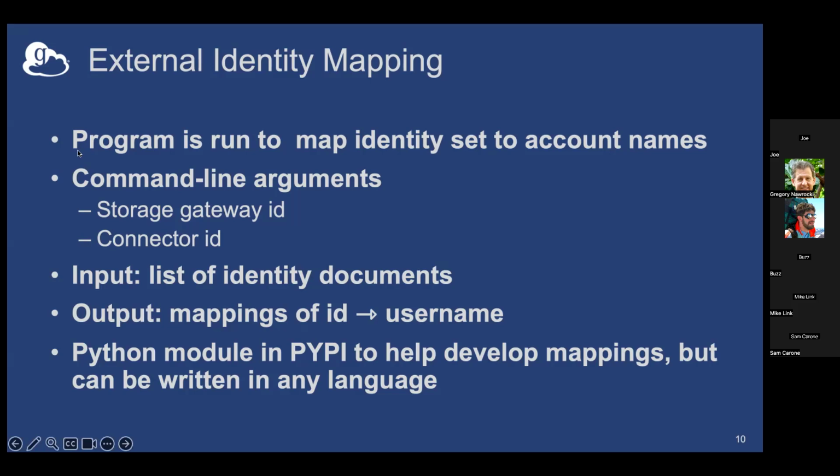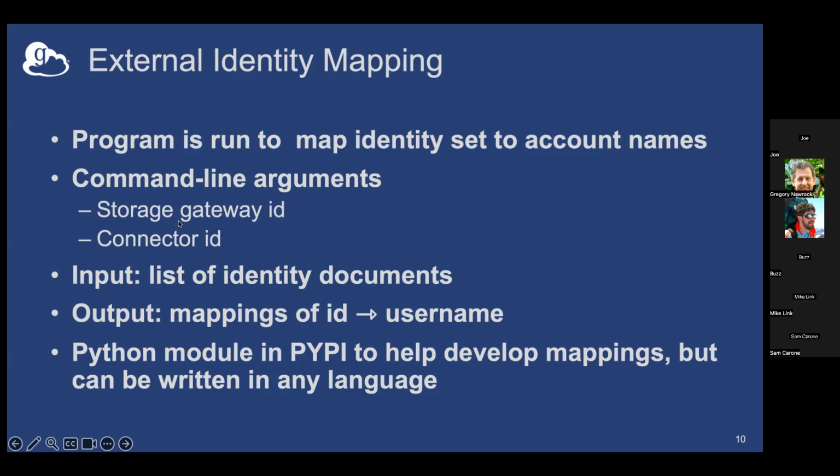The input to the external identity mapping program includes the storage gateway ID and the connector ID. So if you had both a Dropbox connector and a POSIX connector, you would obviously have very different mappings for those. And so you can differentiate them based on the connector ID. But also, if you had different storage gateways that operated for different research groups, you might have different mappings for those. So it gives you a little bit of flexibility to decide if you want to have a secondary layer of decision-making on the mapping.